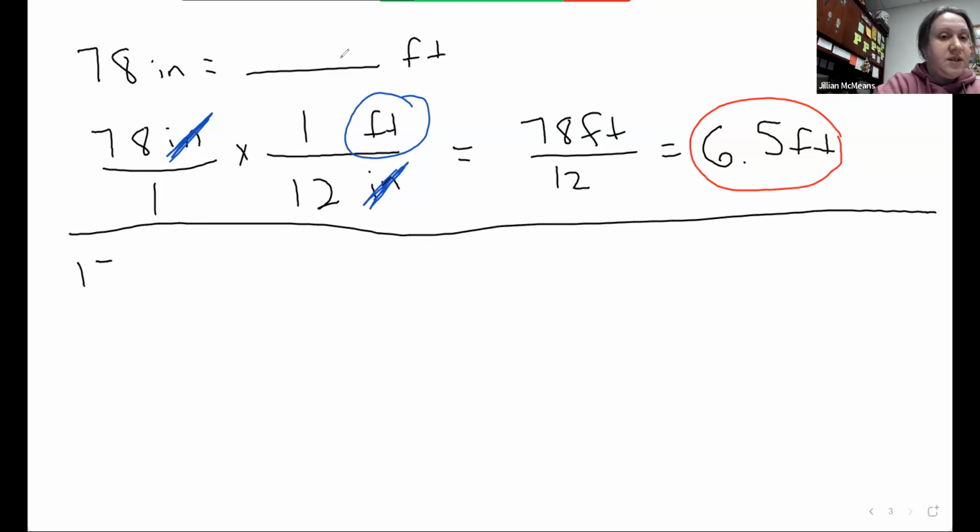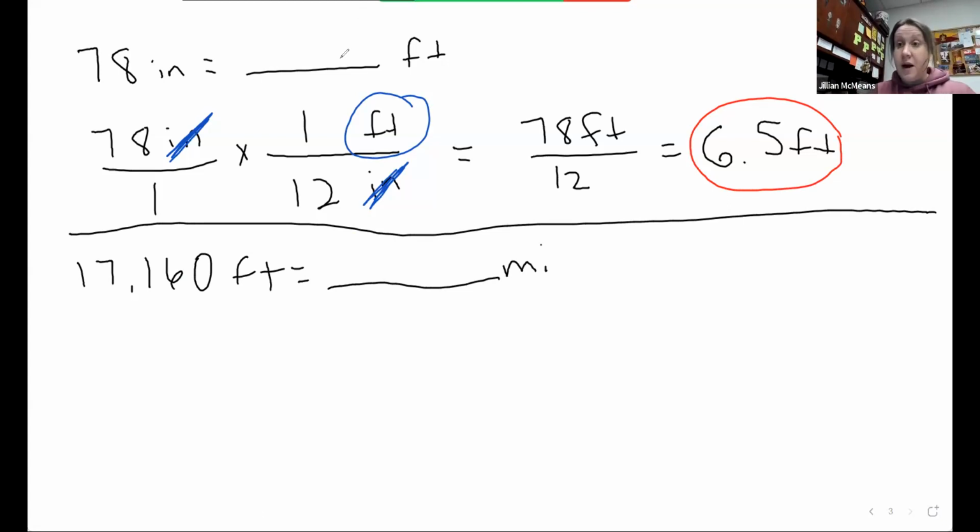Let's say we have 17,160 feet and we want to convert it to miles. The abbreviation for miles is just MI. Okay, so just like in the previous example, we're going to start with what we know. We know we have 17,160 feet. I want to write that as a fraction, so I'm just going to put it over 1.